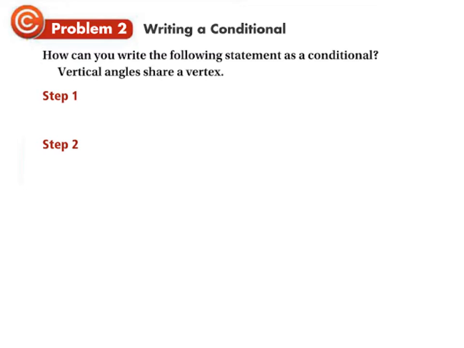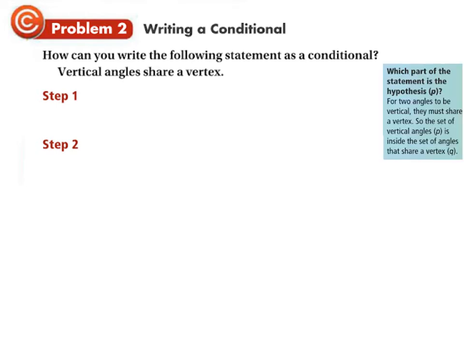Okay, so let's say we want to take some statement like vertical angles share a vertex and write it as a conditional if-then statement. What do we need to do? Well, we need to identify what part is the hypothesis, and really what you're looking for is, is there something that if we knew one part of this, we would then know the other part of it? Okay, and here's what it says. For two angles to be vertical, they must share a vertex. So we would know that if they were vertical angles, then they would share a vertex, okay?